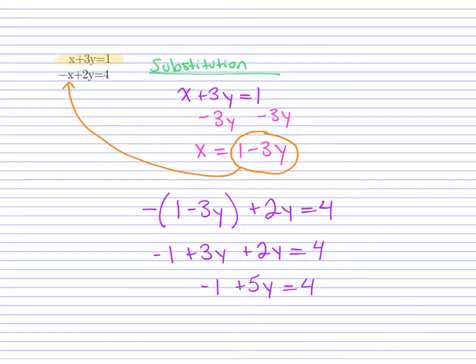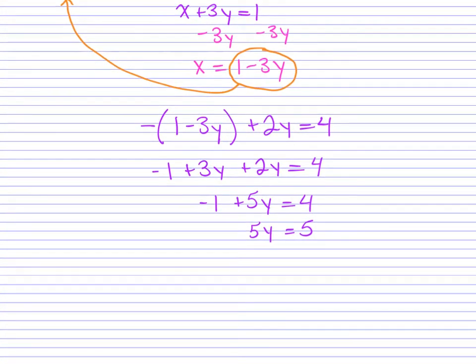Add 1 to both sides. And then we're going to divide by 5. So y is equal to 1. Now once we have one value, we can plug this back in and find the second value of our point.